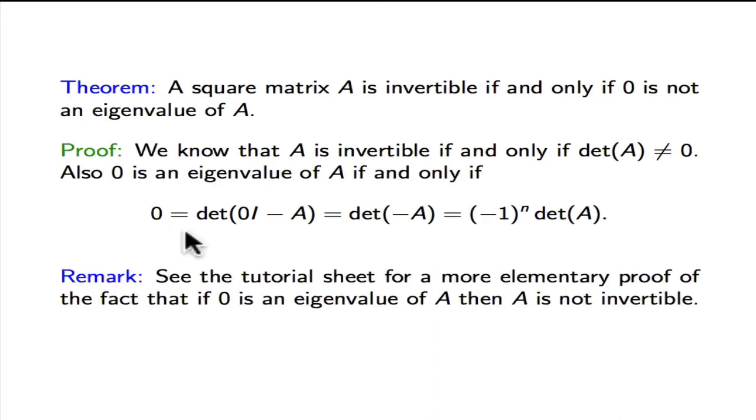As a remark, in the tutorial sheet, you'll find a more elementary proof of the fact that if 0 is an eigenvalue of A, then A is not invertible. By more elementary, I mean a proof not using the fact that A is invertible if and only if the determinant of A is not equal to 0.